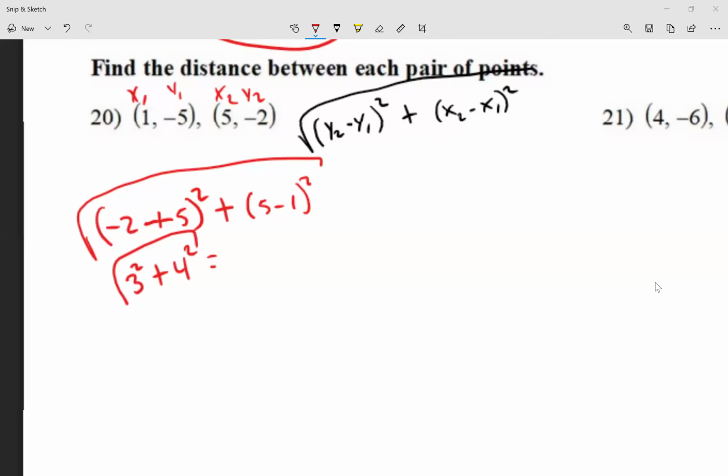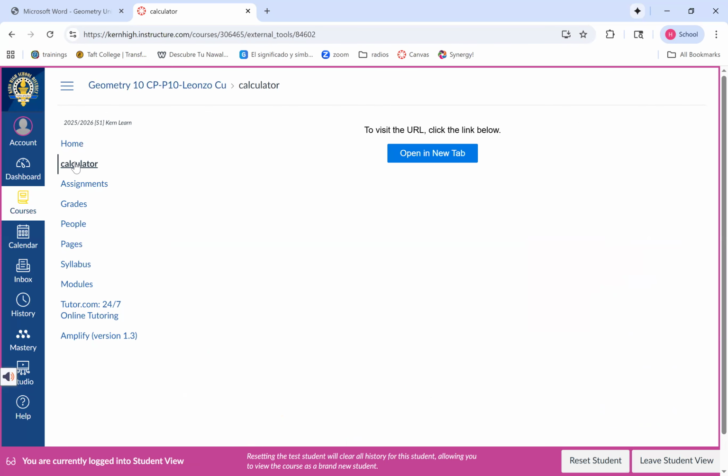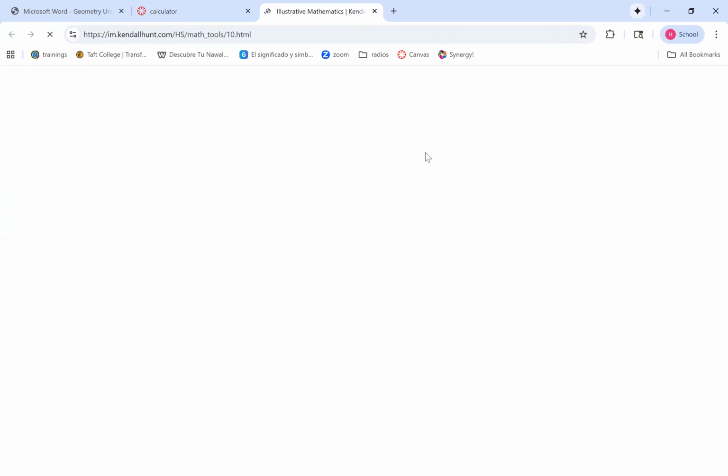Now, some of you might be like, oh, how am I going to type that in? Well, good thing is that I gave you guys a good calculator on Canvas. Let me come back here to my Canvas. Here at the side, I see calculator. Let me click on it. And then it's gonna say that I'm gonna open in a new window. Okay, open it in a new tab.